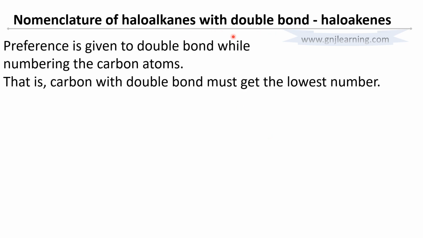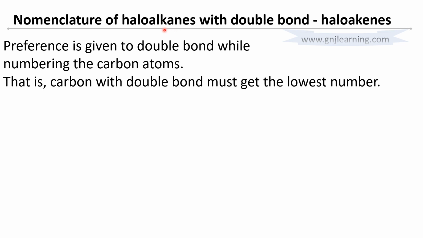Whenever there is a double bond in haloalkanes, we have two groups other than the alkane: one is the halo group and the other is the double bond. So haloalkanes with a double bond are generally called haloalkenes. In the alkane, we now have two groups that are not a part of the alkane, halo and also a double bond, and now we call it a haloalkene.